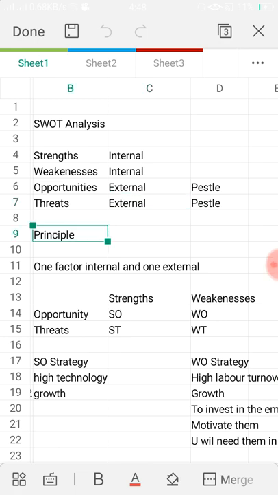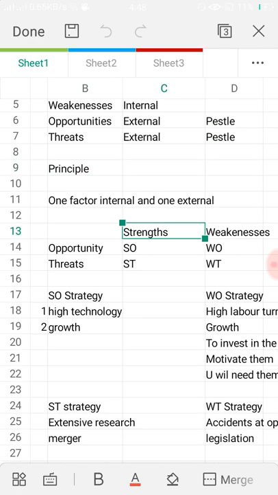There is one principle that needs to be considered. It means that you cannot use two factors in combination. I mean, you cannot use two internal factors in a combination. You cannot use two external factors in the same combination. You have the option to use one internal factor and one external factor in a combination. Here I have made some combinations.